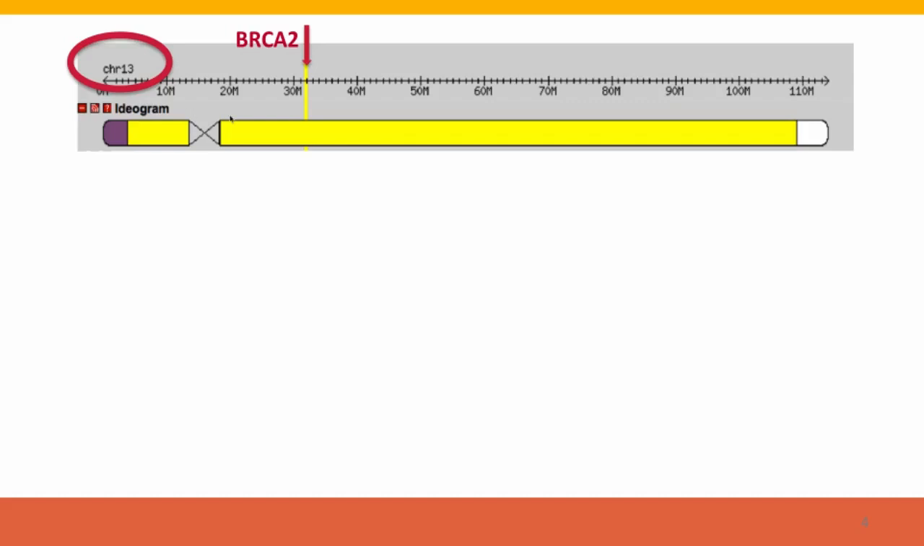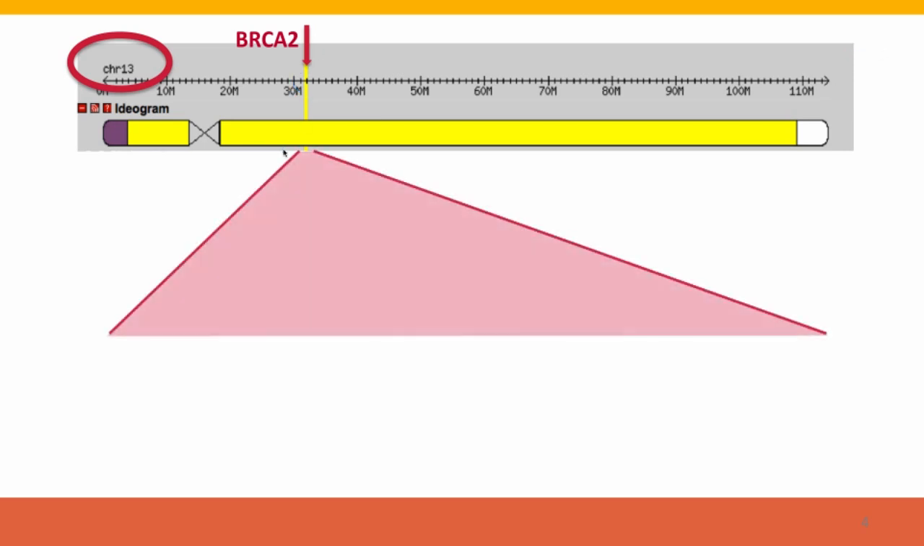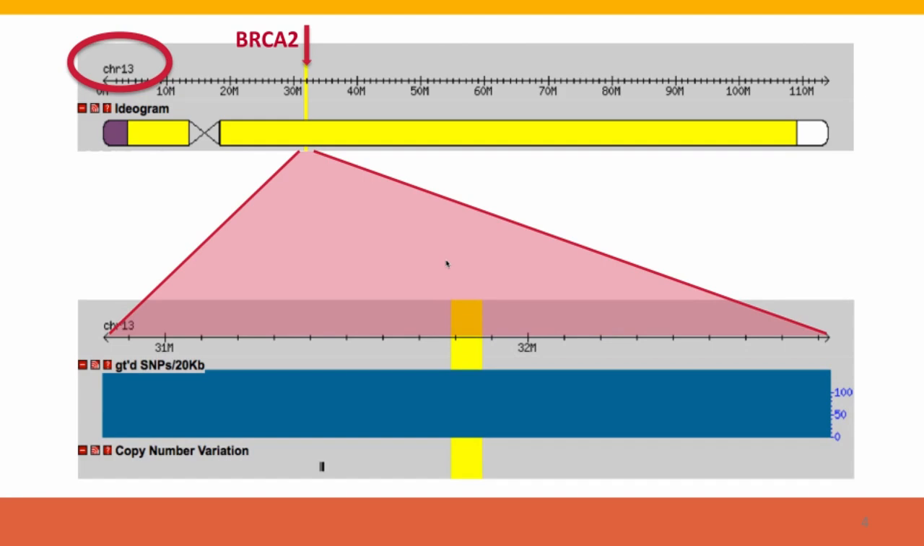This gene is located on chromosome 13, and you can see it's at about 32 million base pairs along the about 114 million base pair chromosome, usually abbreviated megabase. So we'll zoom in on this, expand this bit to look at just this segment of the chromosome. This is about 2 megabases of chromosome, 2 million base pairs, and the BRCA2 gene occupies this space here.